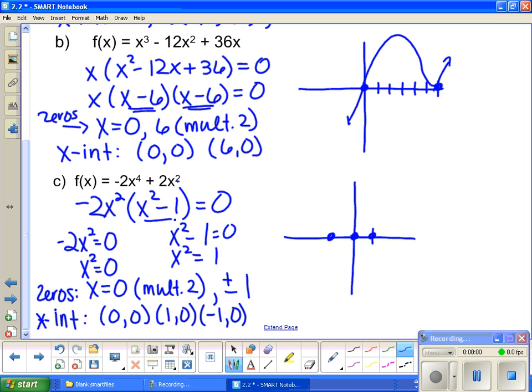Negative 1, 0. Okay, so my leading coefficient is negative, and my degree is even, so it's going to have end behavior that goes like that. It cannot cross the x-axis anywhere anymore, so I have to be careful how I connect my dots and say it turns right there. Something like that. Okay, so that's end behavior and sketching the graphs.